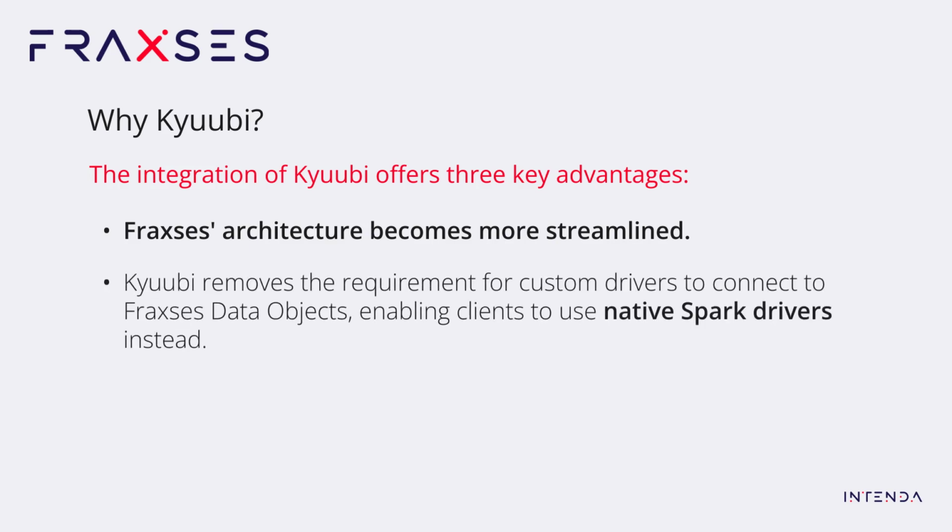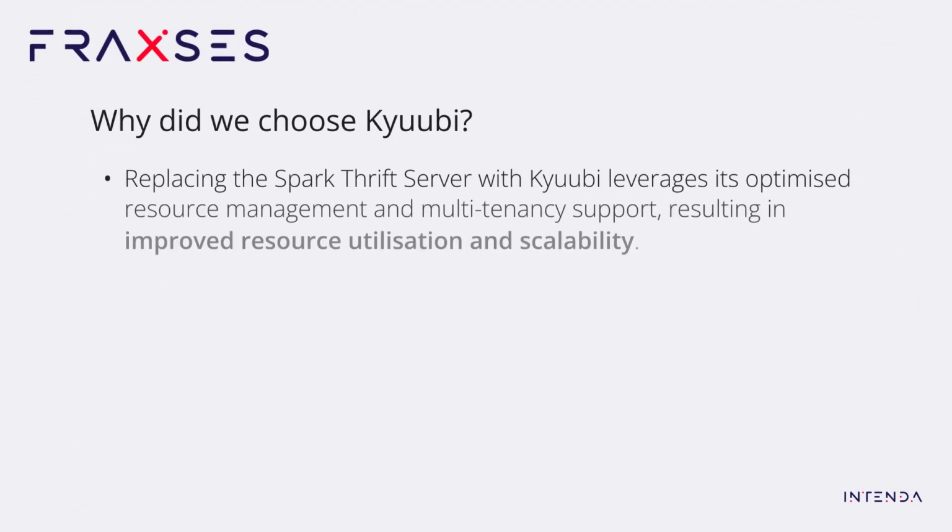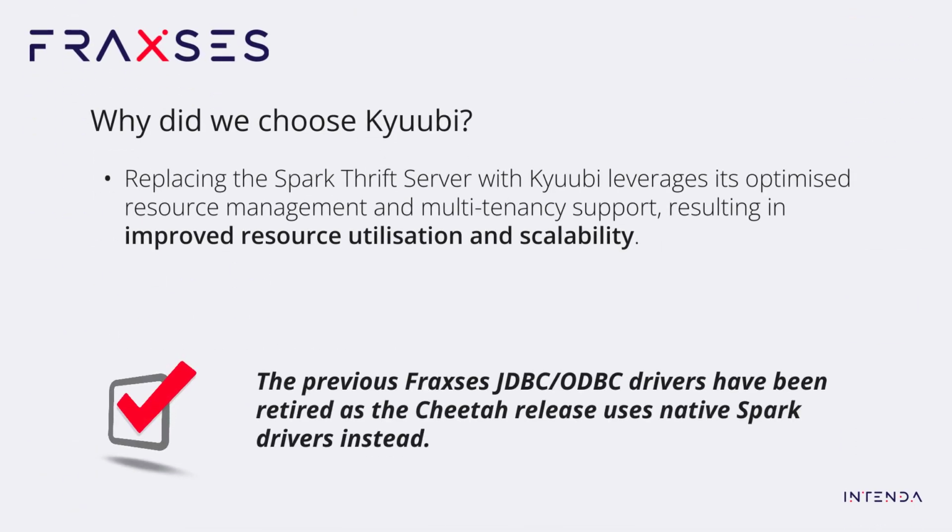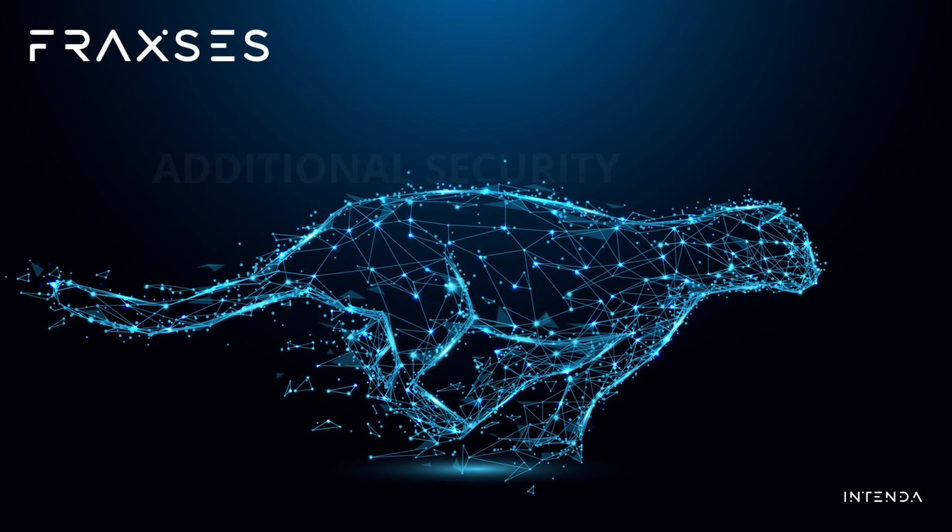Kyuubi removes the requirement for custom drivers to connect to Fraxses data objects, enabling clients to use native Spark drivers instead. Replacing the Spark Thrift server with Kyuubi leverages its optimized resource management and multi-tenancy support. This results in improved resource utilization and scalability, ensuring that your data infrastructure can handle increasing workloads and user demand.